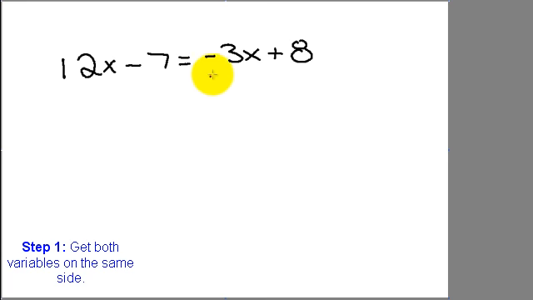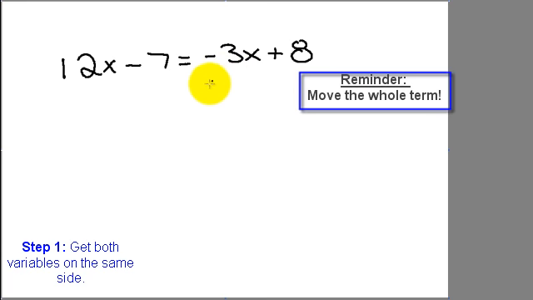So to move this, like I said, we're going to do the opposite operation, which is adding because it was a negative 3x. So I'm going to add 3x. And I'm doing 3x because it's one term. It moves together. I can't just add the 3 and leave the x there and forget about it.